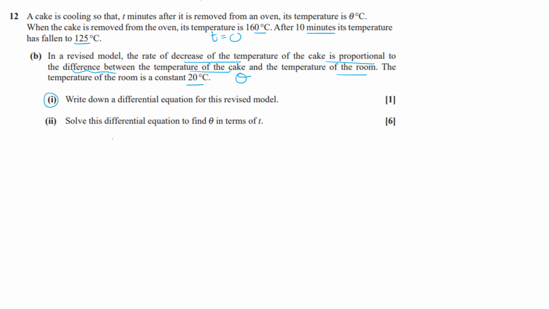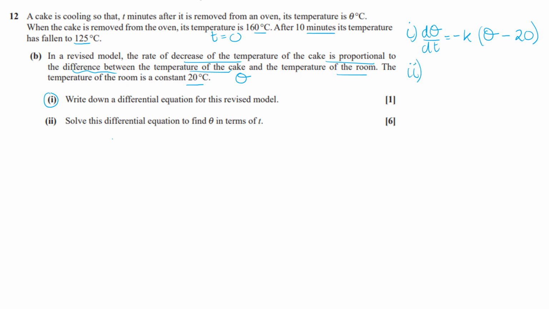So for part 1, we need to write down the differential equation. So again, that's going to contain d theta by dt. Now it's equal to minus k, that's our constant of proportionality. And now, because we're told it's the difference between the temperature of the cake, which is theta, and the temperature of the room, so we just need to do a takeaway. So that's what they'll be looking for, 1 mark for part 1.